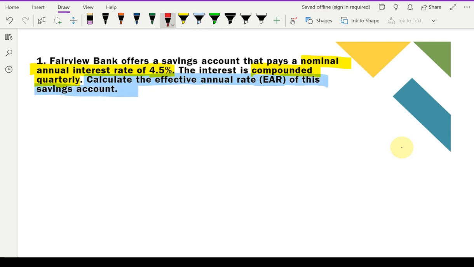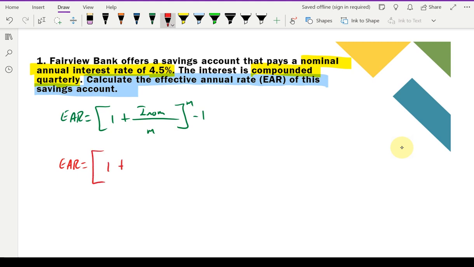I'll do this first one using the formula, and then from now on I'll use the function on the calculator. So 1 plus the nominal rate divided by the compounding periods, to the power of the compounding periods, minus 1. Let's take our figures here. 1 plus, where's the nominal rate? Nominal annual interest rate of 4.5%, but because it needs to be a decimal, 0.045 divided by the compounding periods, compounded quarterly. So that's going to be a 4. That's how many periods are in a quarterly year, to the power of the compounding periods, minus 1.